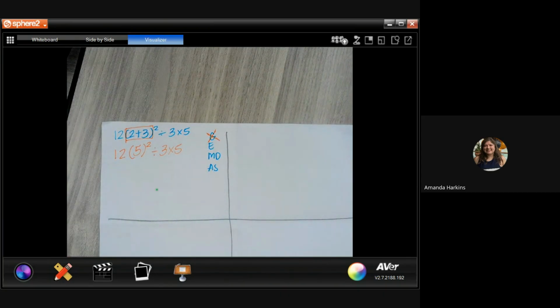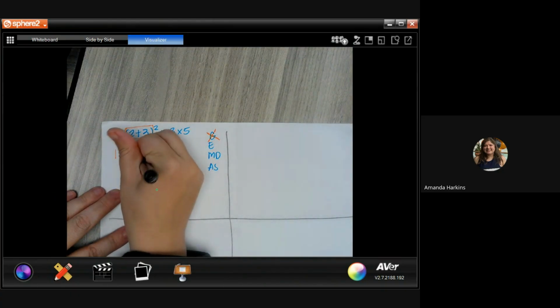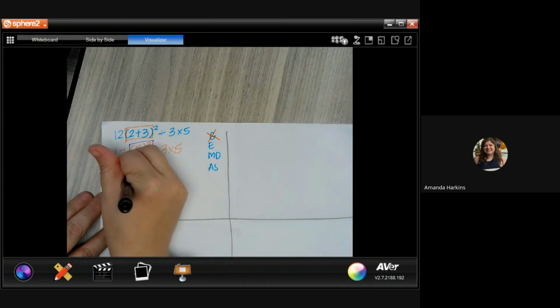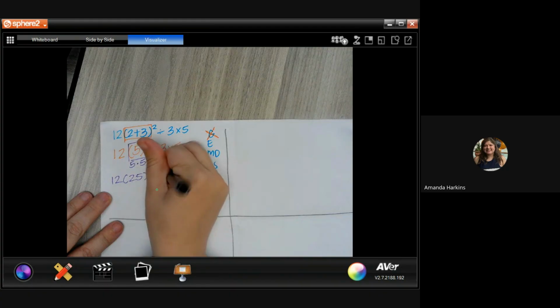Exponents are next. Repeating is not hard. So that's my exponent here. That's 5 times 5. What's 5 times 5? 25. So we have 12 times 25 divided by 3 times 5.